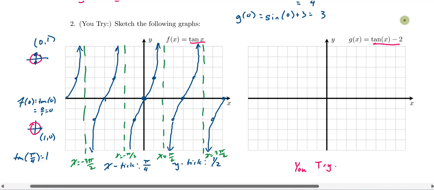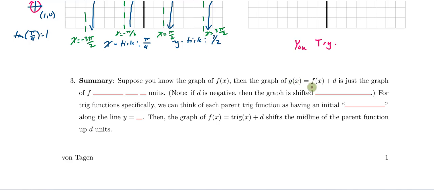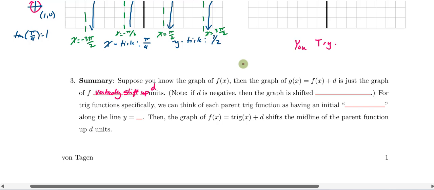So folks, the last thing I want to do in this video is make a quick summary of what we just saw here. So suppose you know the graph of f of x. Then if I were to create a new function, you could call it g of x, which is the old function plus d. This is just the graph of f vertically shifted up d units. Folks, I didn't quite give you enough room for that. I'm sorry about that. I'll fix that in your handout. But it's vertically shifted up d units. Notice if d is negative, this is what you should have found when you tried number 2 on your own. If d is negative, then the graph of f is shifted downwards.